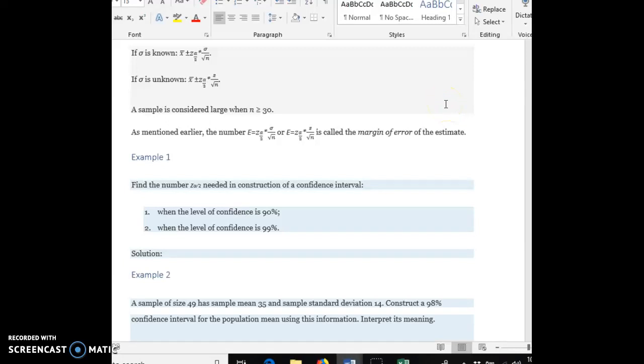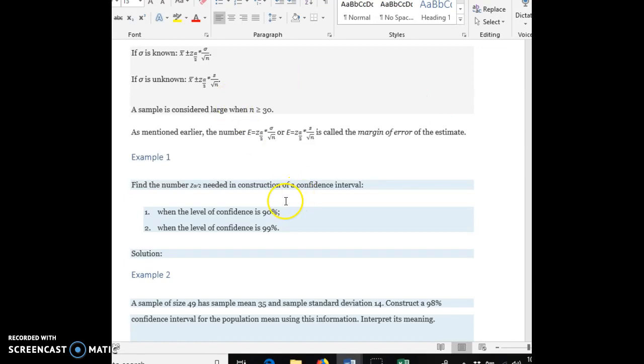We're going to do the first step in the construction of a confidence interval. So let's look at example 1. We want to find the number z of alpha over 2 needed in construction of a confidence interval. First, when the level of confidence is 90%, and second, when the level of confidence is 99%.